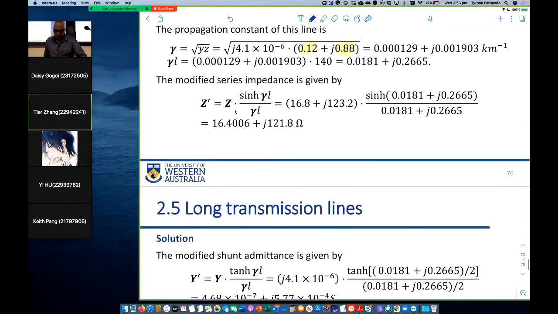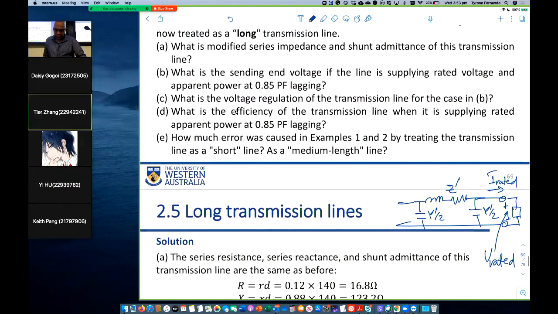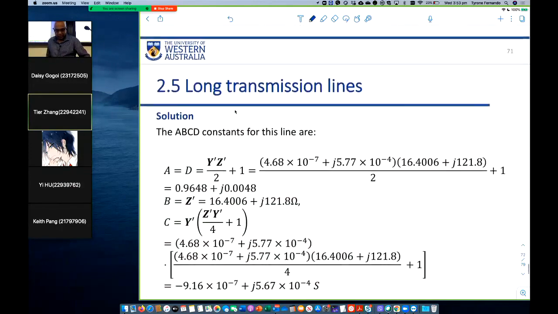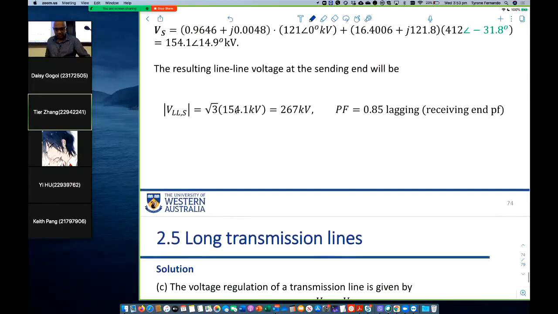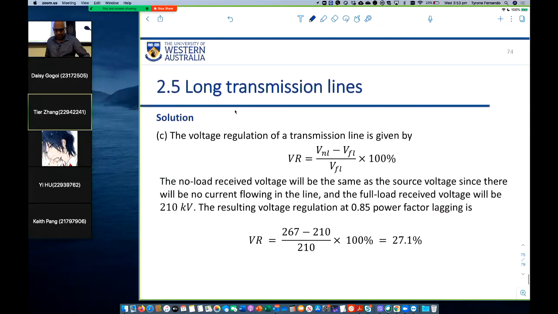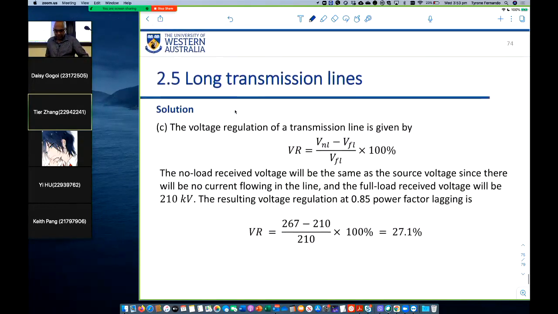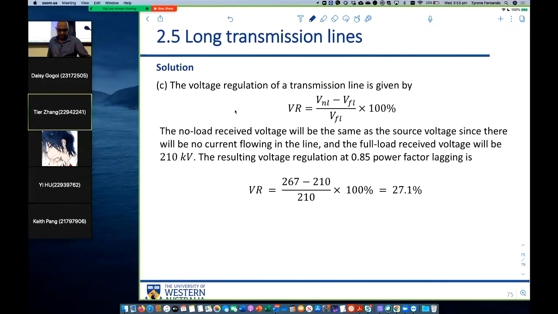So, what is the other question that we need to answer? All right, what is the voltage regulation of the transmission line for the case in B? So we need to know the voltage regulation for the case in B. So what is voltage regulation? And what is case in B?